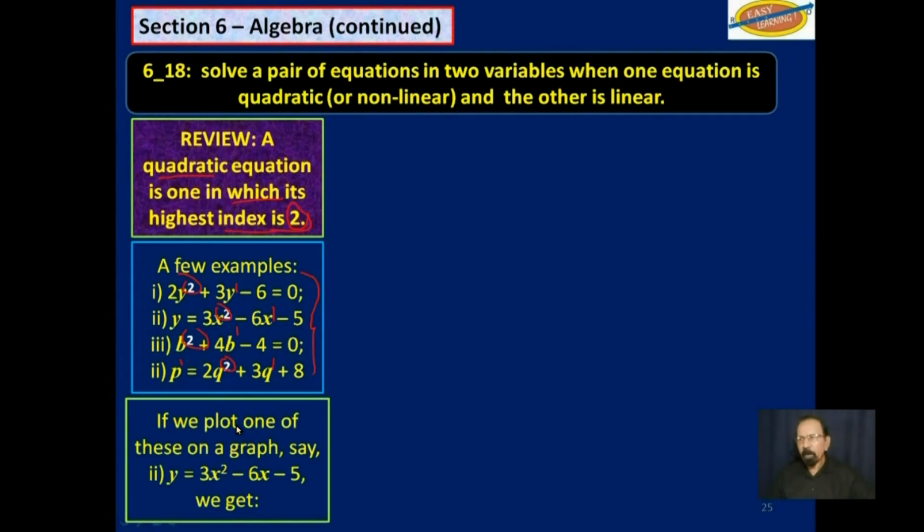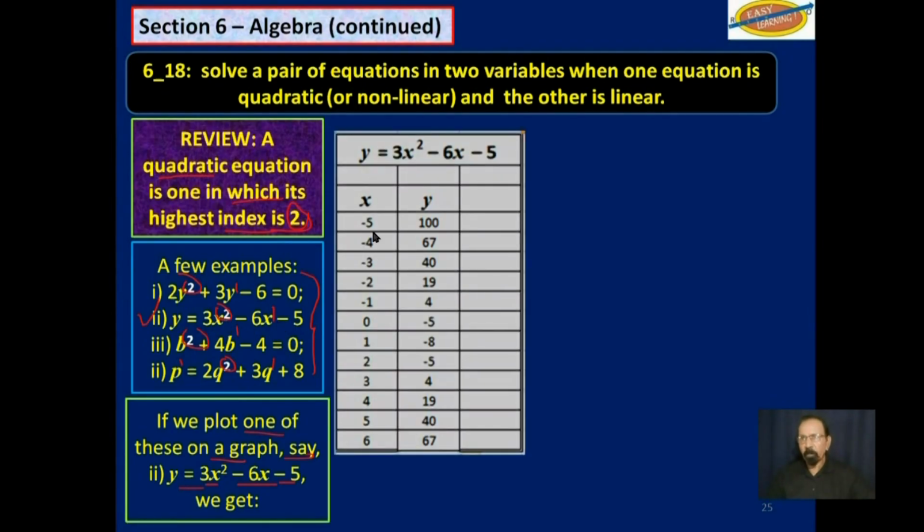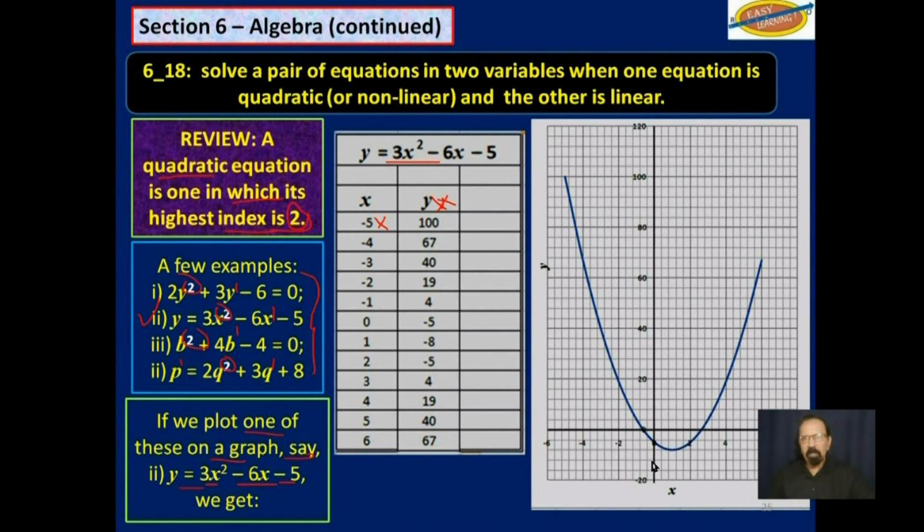If we were to plot one of these graphs, say this second one here, y is equal to 3x squared minus 6x minus 5, what do we get on the graph? Well, first of all, we have to get the points to plot. So we will take typical values for x, substitute them in this equation. We will get the y values, plot a graph, and the graph looks like this here on the right.